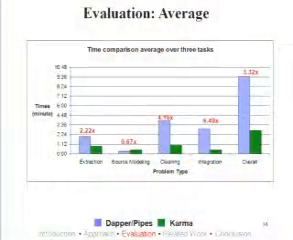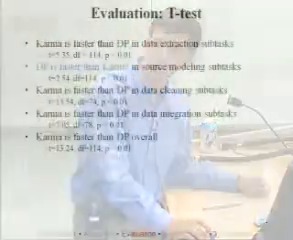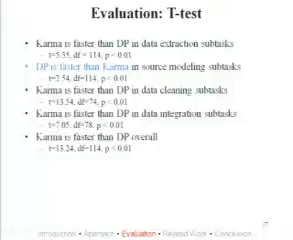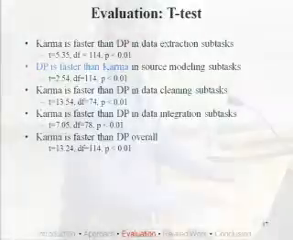Okay, so if we look at the relationship, these are just the speed up or slow down. So on extraction, it was about 2.2 times faster. Source modeling was a little slower. Cleaning was about 4 times faster. Integration was about 6 times faster. And then overall, we get something about 3 times faster, 3.32. Okay, we did the statistical significance test, and so Karma is faster when we do the averages across these things, except for the source modeling task, where Yahoo Pipes is faster.